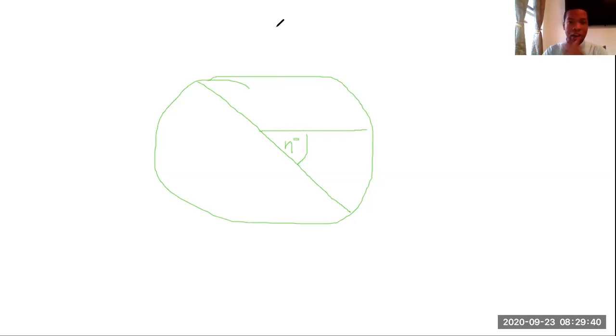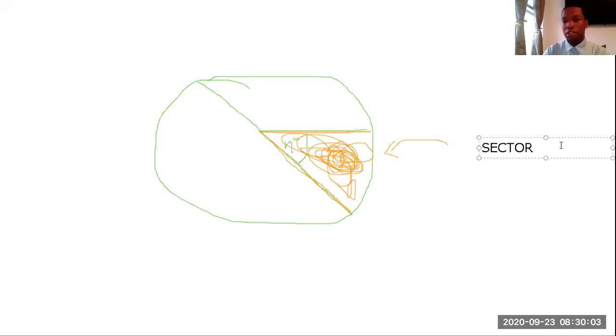Another thing I want us to look at, we're introducing a new term, and it's called a sector. This portion right here, that portion is called a sector. It's the portion that is cut out, like a pizza. A slice of pizza would be a sector of it. And then we can look at pizzas as well.